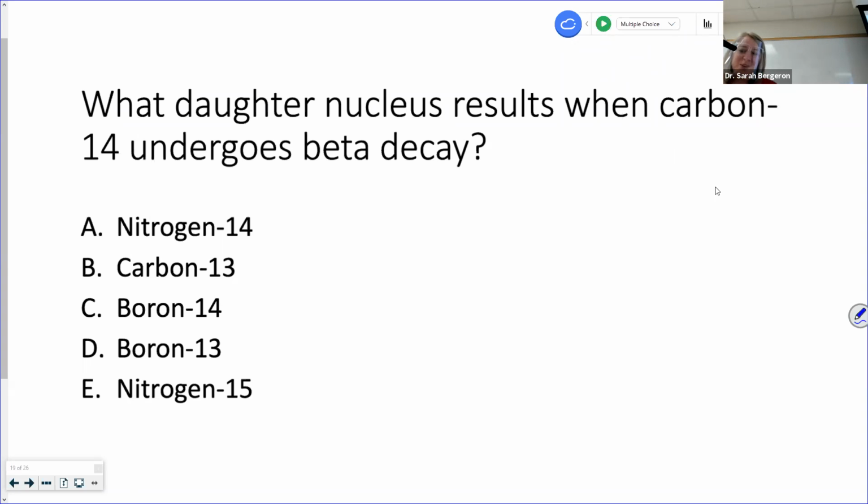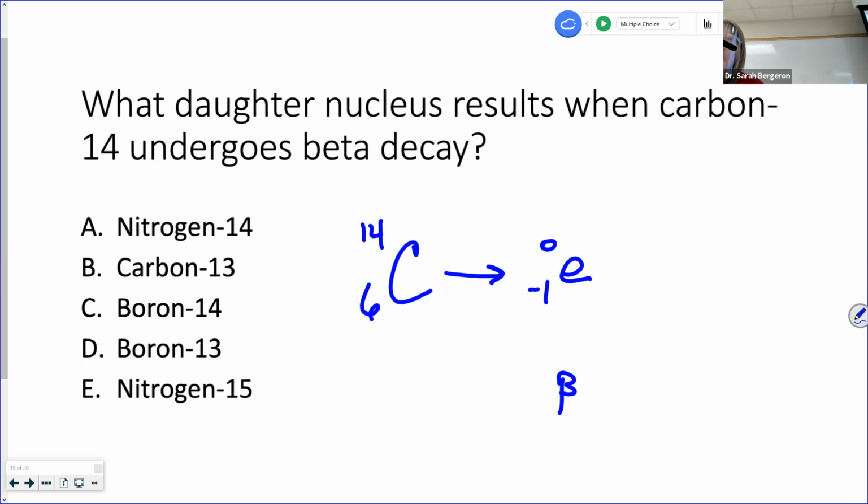So we have carbon 14 and it's undergoing beta decay. So what's my atomic number for carbon? 6. What's beta decay? -1, and we represent that either with an e or as a beta 0, -1. Either one's correct. All right, so look across the top. 14 is equal to 0 plus what? 14. 6 is equal to -1 plus what? 7.